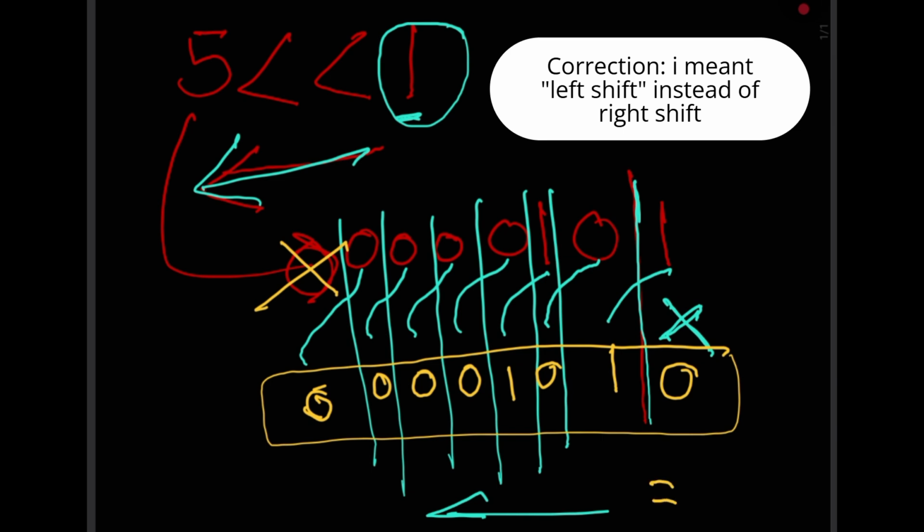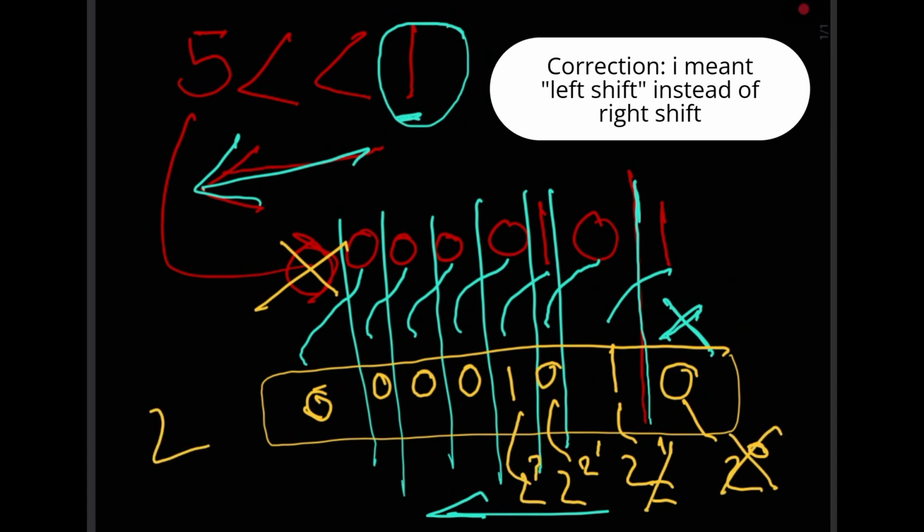So this is again 2 raised to power 0, 2 raised to power 1, 2 raised to power 2, 2 raised to power 3. So this is 0, this is 2, and this one is again 0, and this one is 8. So 8 plus 2 is 10. So we are getting 10. And again one short trick is there for this.